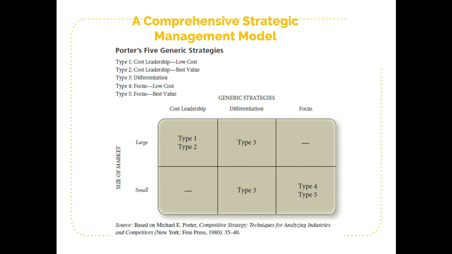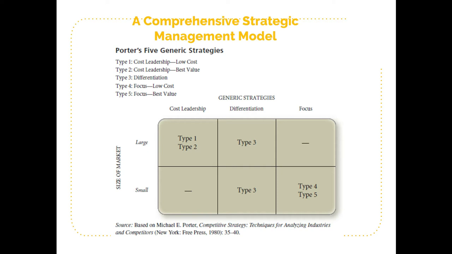We have type 1, that's cost leadership for low cost. Type 2, cost leadership for best value. Type 3, that is differentiation. Type 4, focus for low cost. And type 5, focus on best value.